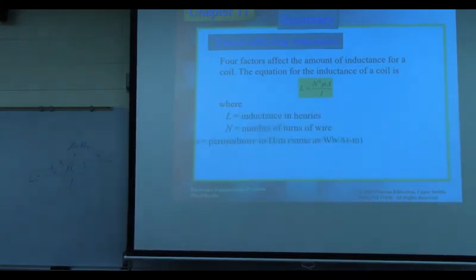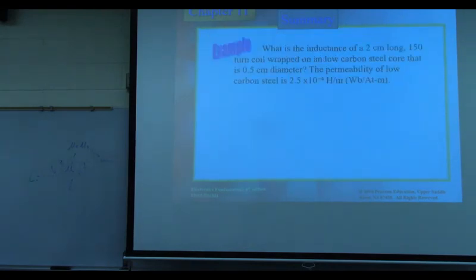Number of turns, permeability, coil length in meters. Okay. What is A? We didn't discuss A. A is area. It's pi r squared. Okay, so here, good. We have an example, right?